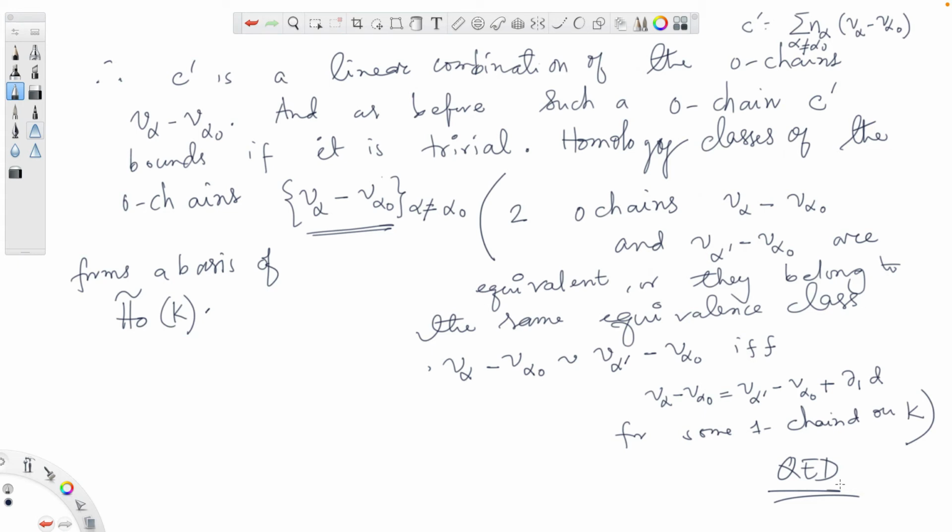And we also see how we can compute the homology groups of the boundary of a given n-simplex using this cone construction. Okay.